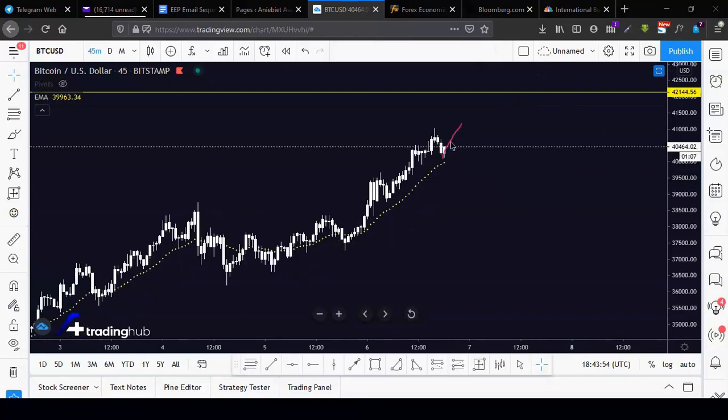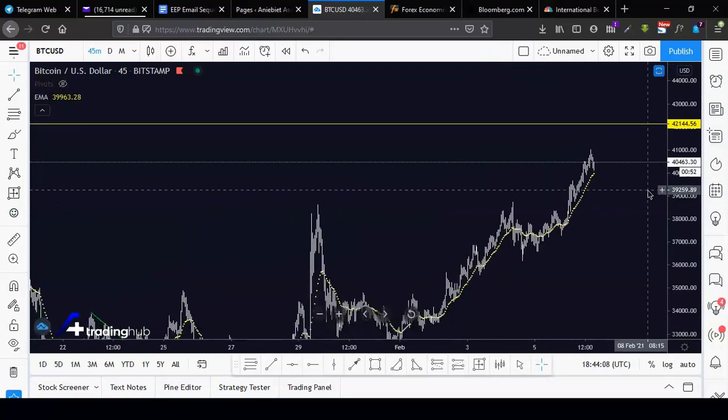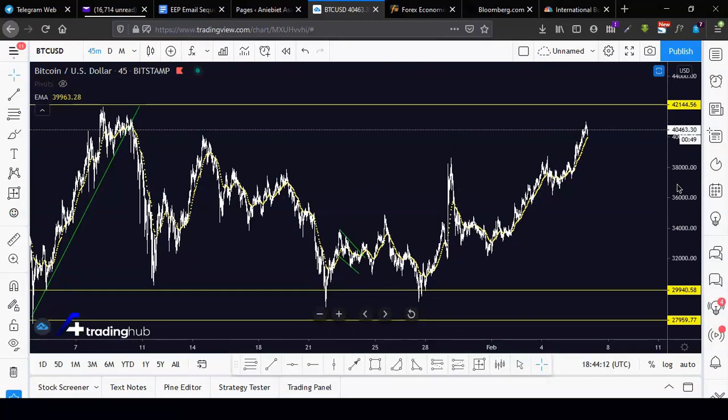Just wait for price to approach this level. If you see a strong rejection, then sell it to 29k. Sell and hold to 29k. Even if price doesn't reach 29k, at least price should reach the mid zone here, this level here. Let me zoom this and put a trend line. I'll delete it later, I just want you guys to see this.